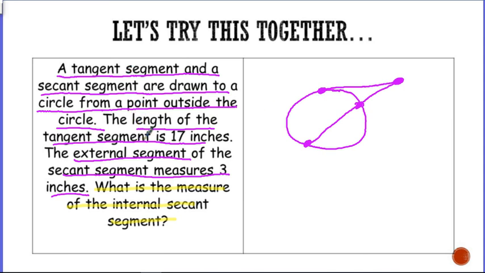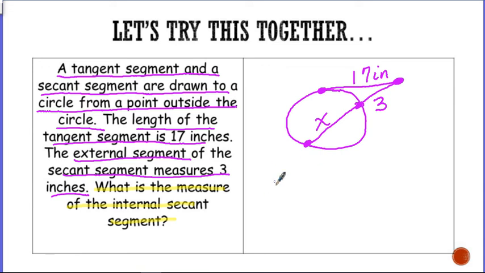Now it says the length of the tangent segment is 17 inches. So I'm going to put 17 out there. The external segment of the secant segment measures 3 inches. So this is external, means outside. So I've set this picture up. Now it asks me to find the length of this on the inside.